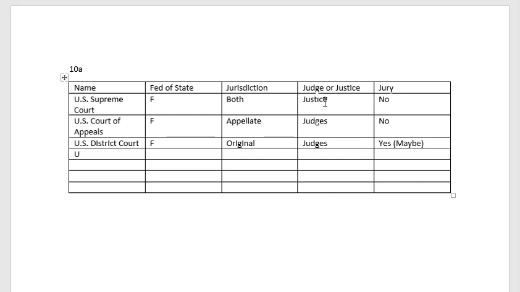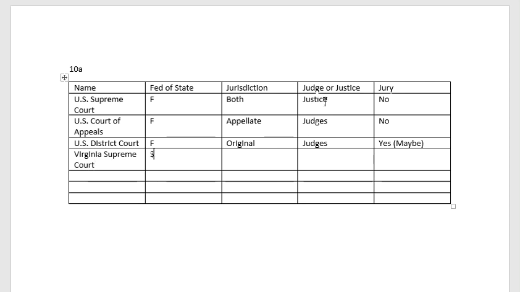The next one is going to be a state court, and this is going to be the Virginia Supreme Court. It is a state court, just like the federal U.S. Supreme Court. It has both types of jurisdiction. And remember, they're mostly appellate with a little bit of original jurisdiction as well. And because they are Supreme Courts, they have justices and never a jury. No juries on Supreme Courts.